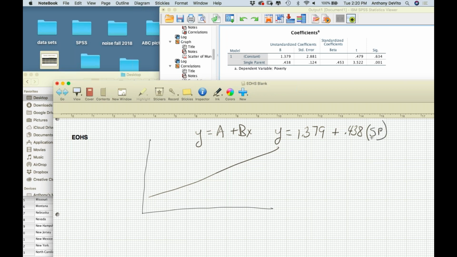I'll put sp. So what is y again? Y is the poverty rate, which is equal to 1.38, I'll round it off, plus 0.44 times the single parent rate. So if we know this rate of the percentage of single parents, we can use that to predict the poverty rate. So I'm gonna make up a state.